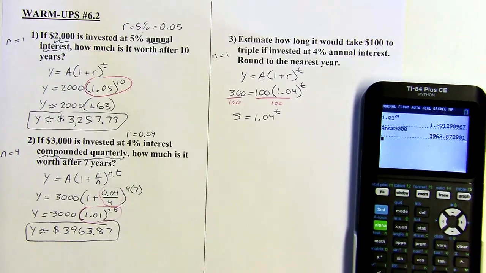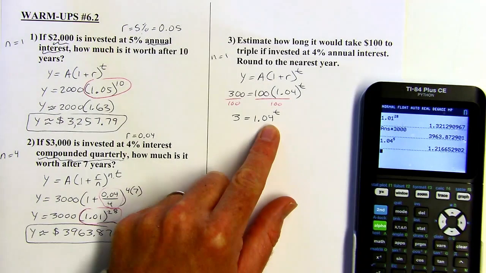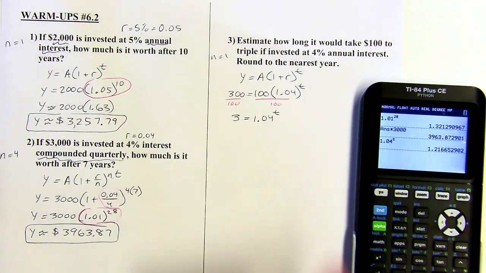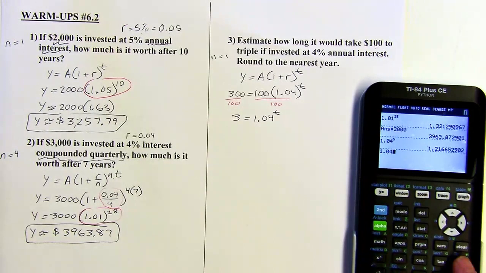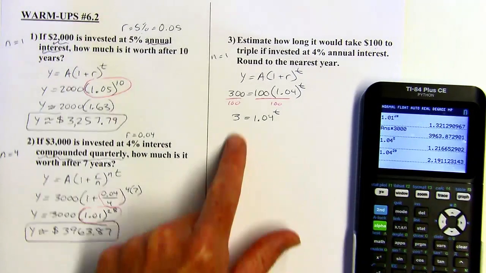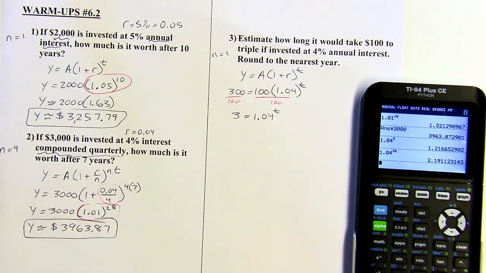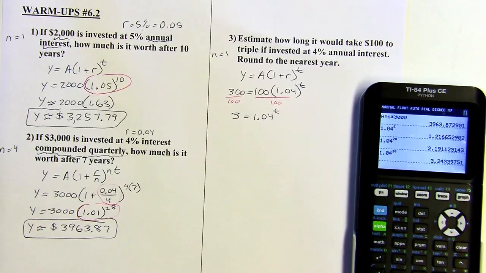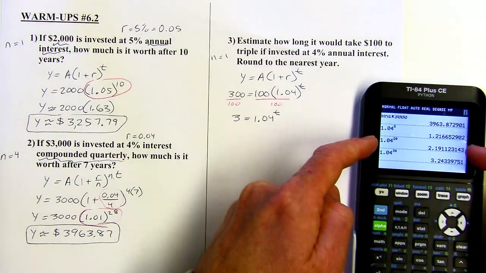So I'm going to take 1.04 and I'm just guessing. I don't know what the answer is. I'm going to see, well, what would happen with 5 years? Okay, it'll only be $1.22. So let's up that a lot. Let's see what would happen with 20 years. Okay, 2.19. It's getting closer. I'm looking for this to be about 3, right? So 1.04 to, let's try the 30th. Okay, I overshot it because now I'm at 3.24, but now I know it's between 20 and 30 years.